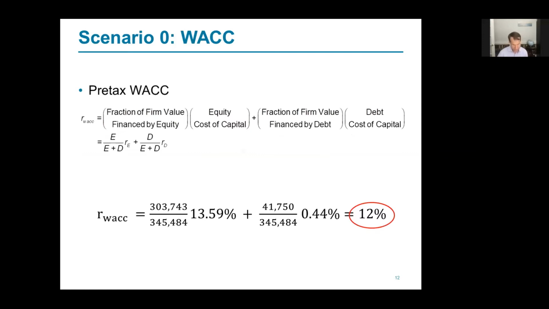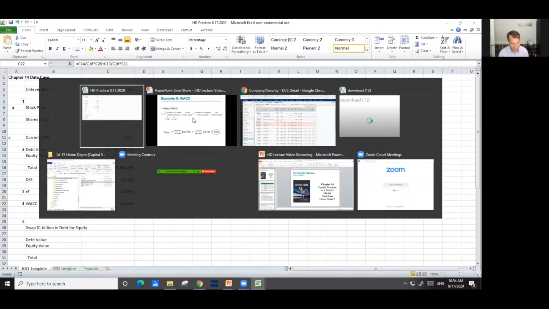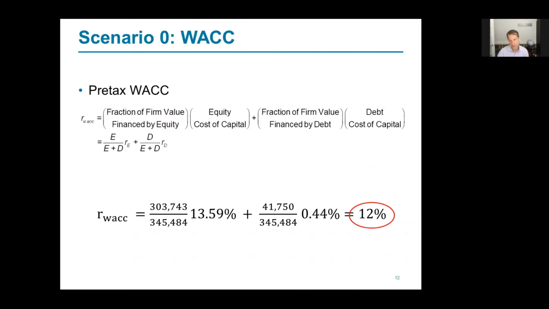And here you've got the calculations that we will do in Excel together. So let's start with equity. So weight of equity would be equity value divided by total value multiplied by cost of levered equity that we just calculated in step 3 plus the weight of debt, which is debt value divided by total times cost of debt. You get 12% even, which is, again, what we have on the slide here.